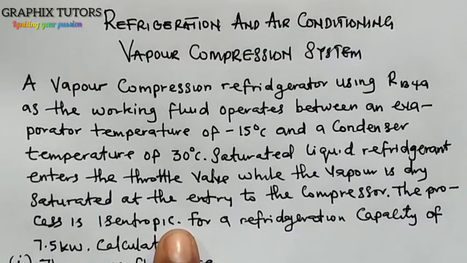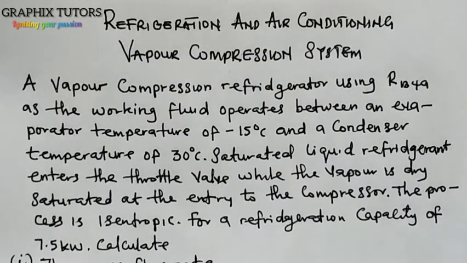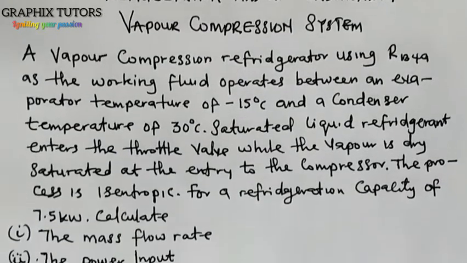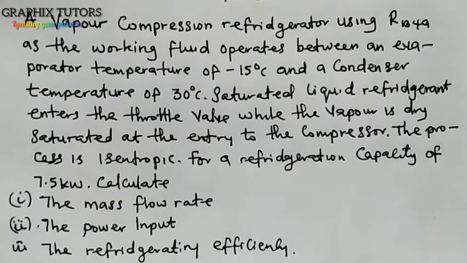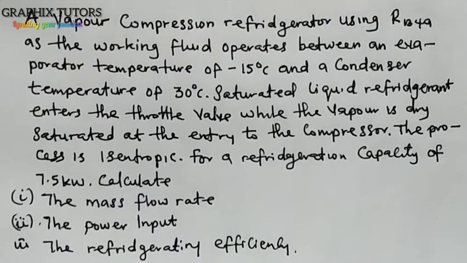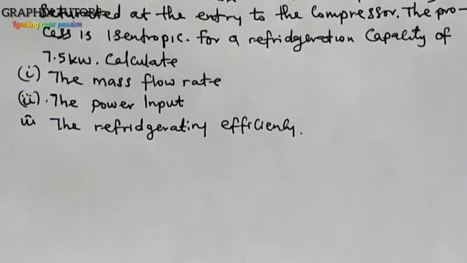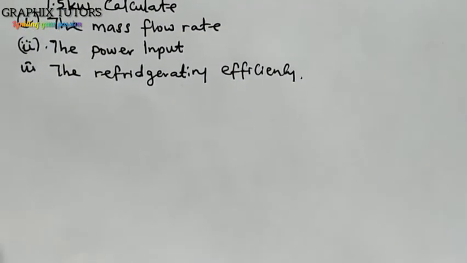For a refrigeration capacity of 7.5 kilowatts, calculate the mass flow rate, the power input, and the refrigerating efficiency. What you do in this kind of situation is we'll draw our Carnot cycle, that will guide us. First of all, let's write down our parameters. So, solution.